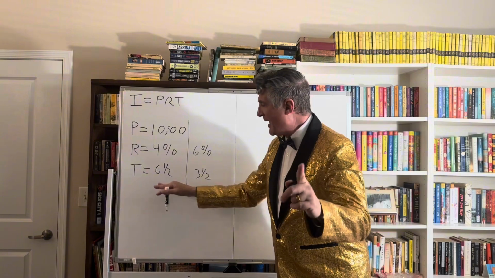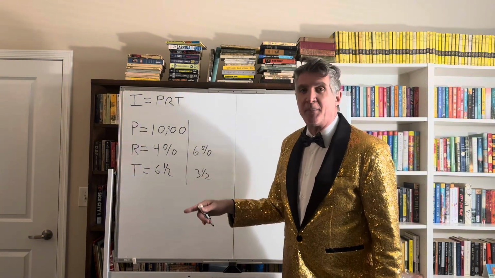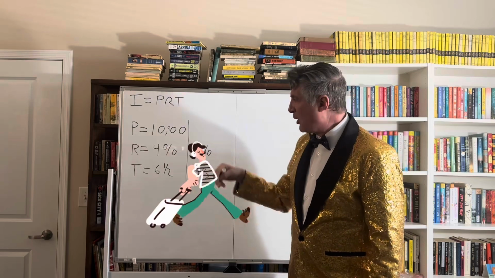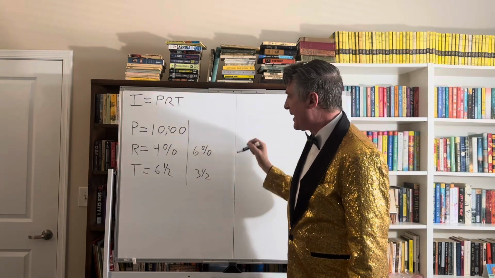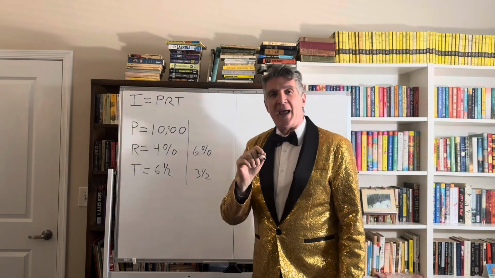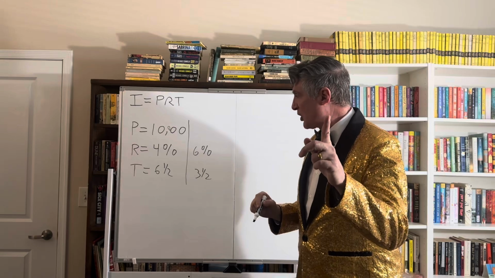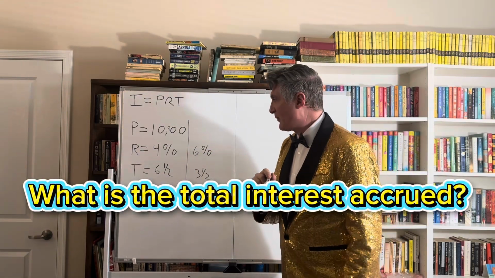Well, at the end of the 6.5 years, we're going to go right across the street to another bank. We're sticking it to this bank. We're going to go right across the street to another bank and drop in our new deposit at a rate of 6% for a time period of 3.5 years. Question, ladies and germs, is what is our total interest that we've accrued?